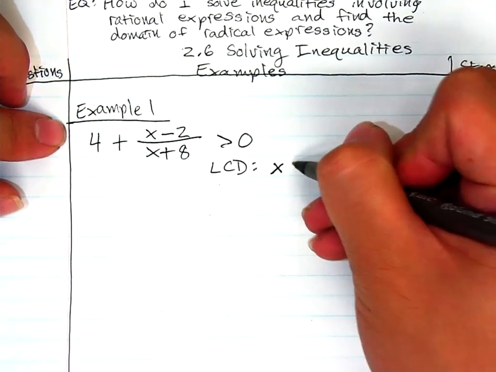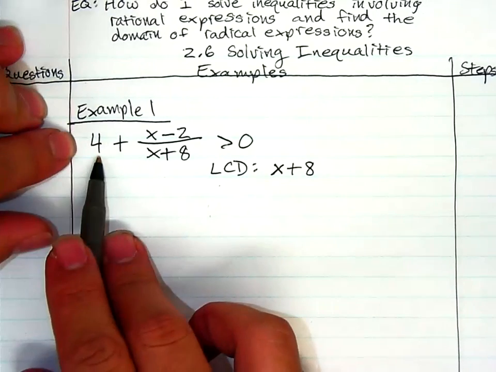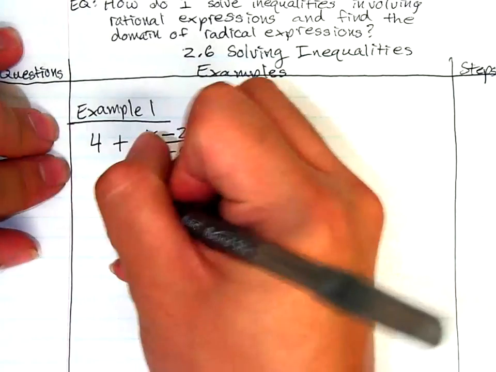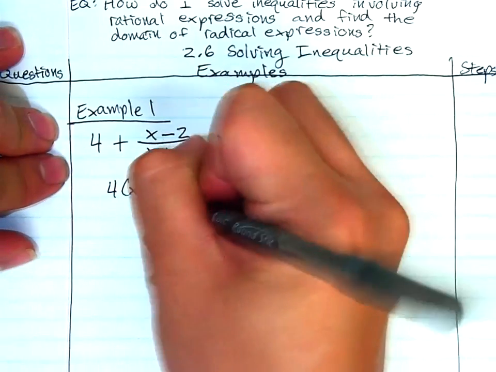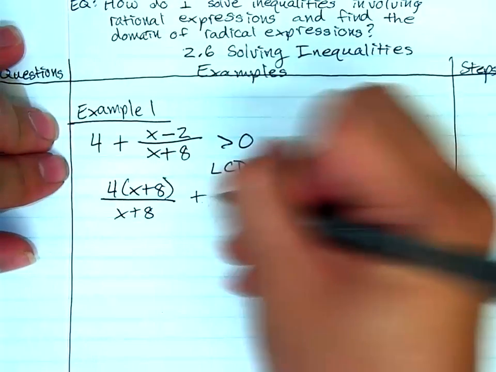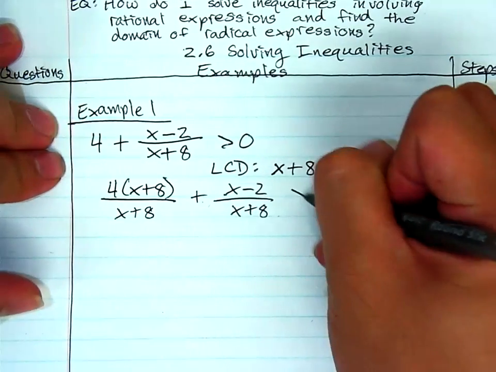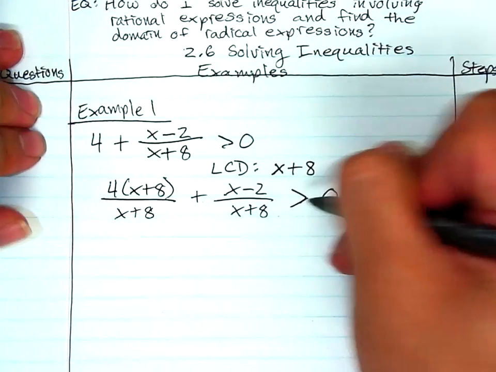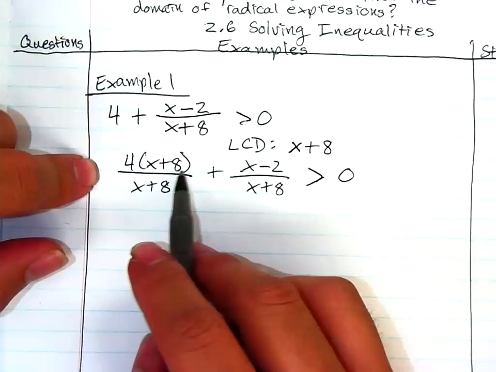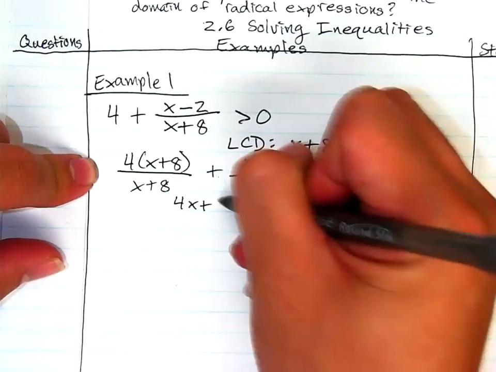For this problem, our denominator is going to be x plus 8, which means I need to multiply my constant here, 4, by (x plus 8) over (x plus 8). So let's go ahead and do that. And then that's going to be plus (x minus 2) over (x plus 8), the same exact term, greater than 0. So 0 times anything being 0 doesn't change whatsoever. So here I'm going to go ahead and distribute the 4. So I get 4x plus 32.